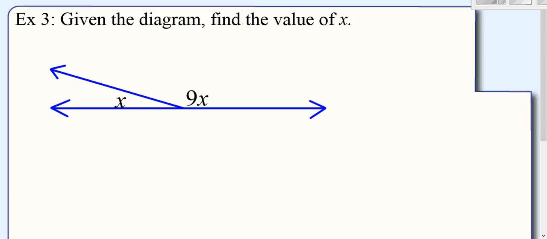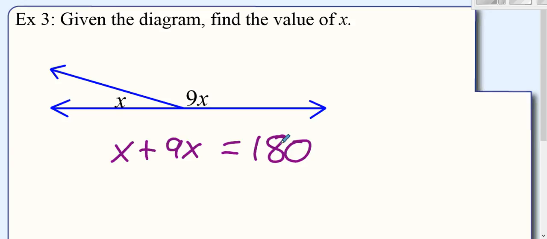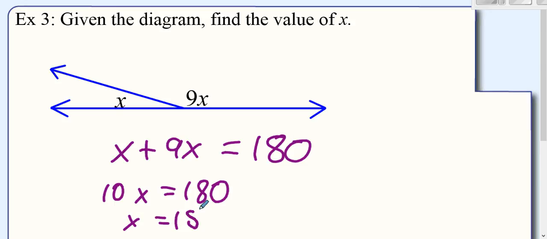So in the diagram, we've got x's there, so we can solve for x. X plus 9x. What do we know about x plus 9x? Adds to 180. So combine like terms, solve for x. So x is 18. Find the value of x. That's all we were asked to do.